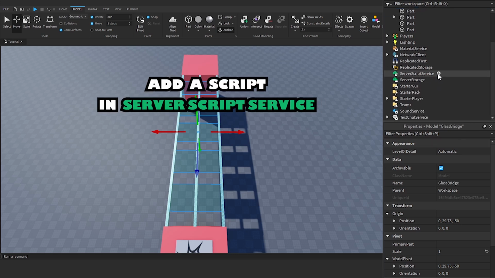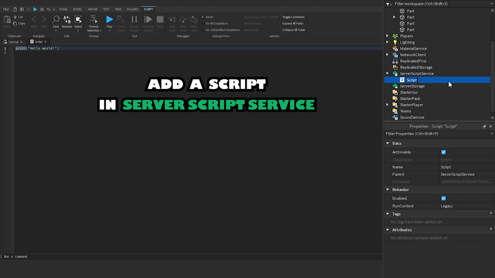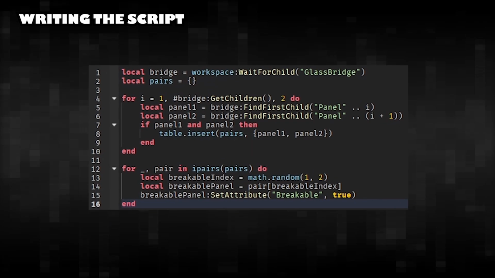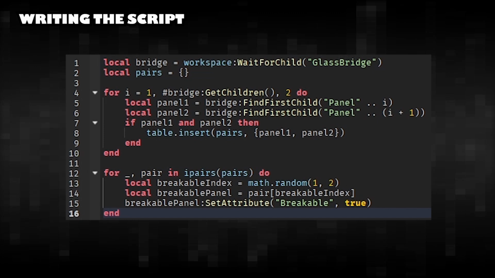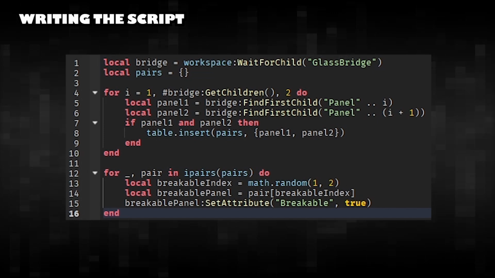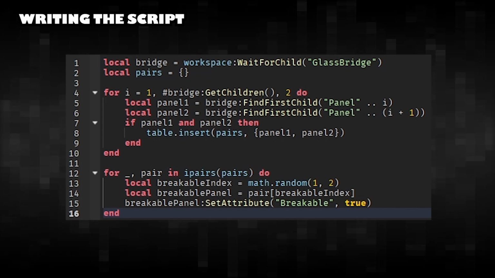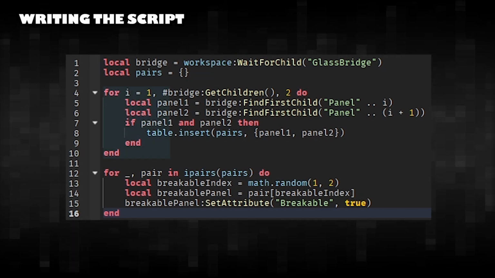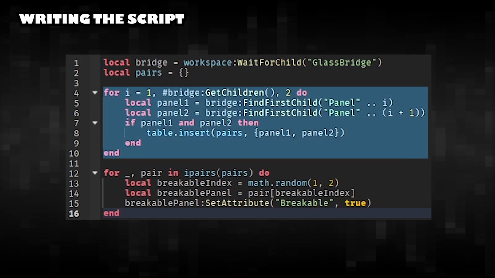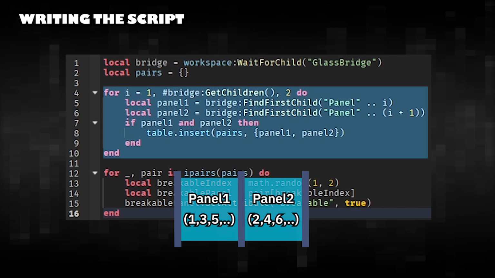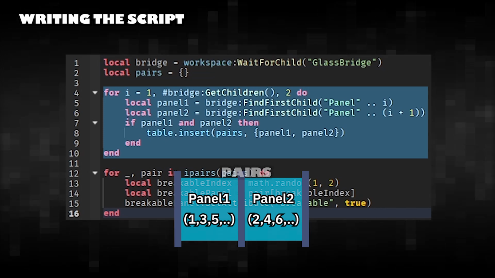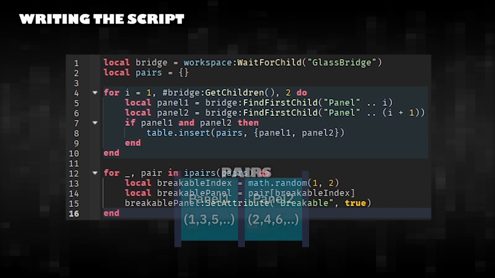Add a script in server script service. Writing the script. This script identifies pairs of panels on the bridge and randomly determines which panel in each pair is breakable. Organizes the panels into pairs, finds panel even and odd. If both panels exist, adds them as a pair to the pairs table.